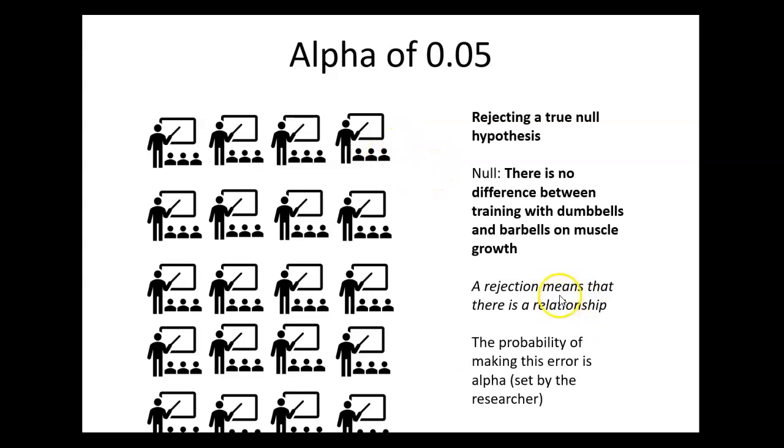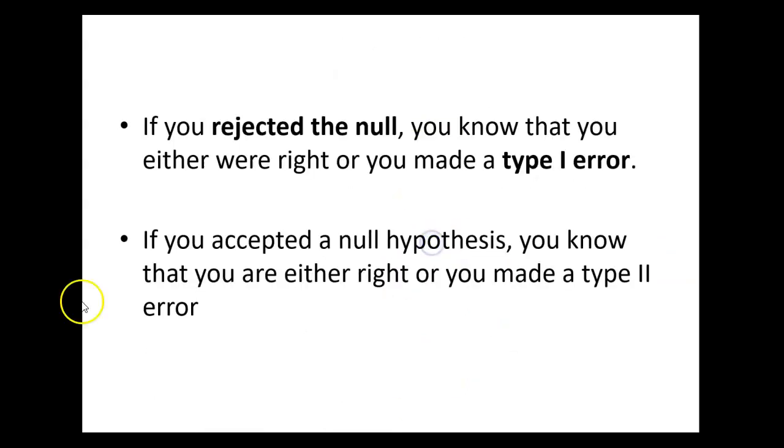So the rejection again means that there is a relationship, or there is a difference. In this case, we're saying that barbells might be more effective than dumbbells based on the alpha level that we set as a researcher. Once again, if you rejected the null, you know that you were either right or you made a type 1 error. Contrary to that, if you accepted a null hypothesis, you know that you're either right or you made a type 2 error.